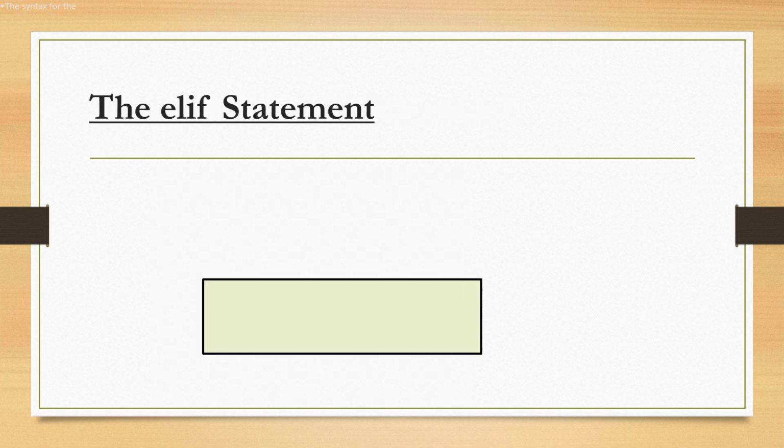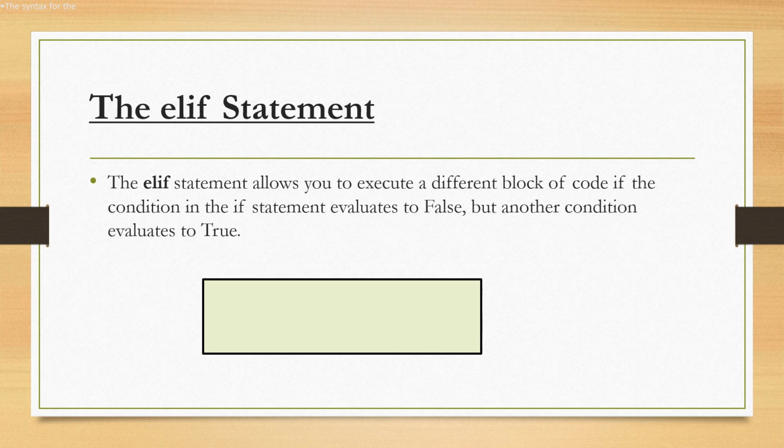Now we are going to see the elif statement. So what is the elif statement? The elif statement allows you to execute a different block of code if the condition in the if statement evaluates to false, but another condition evaluates to true. We are going to see an example, then you will understand this properly. So if one if statement is false, then we can give another if statement. This is known as an if ladder.